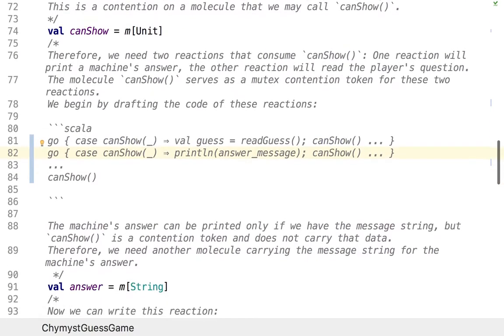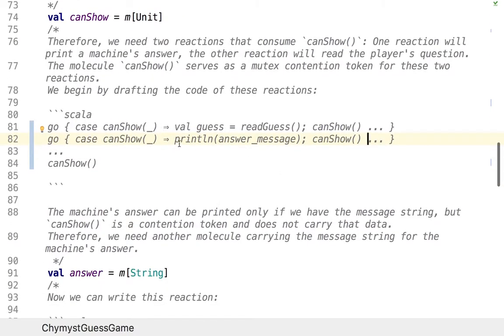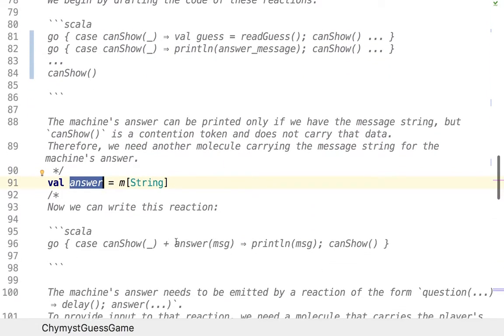Now, obviously we need another molecule that will carry the answer message. So this reaction cannot work. It cannot print an answer message unless it gets that on an input molecule. So we need another input molecule for this reaction. So let's call it answer. It will carry a string value. And now we can run a reaction like this, where we print a message that is consumed from the answer molecule.